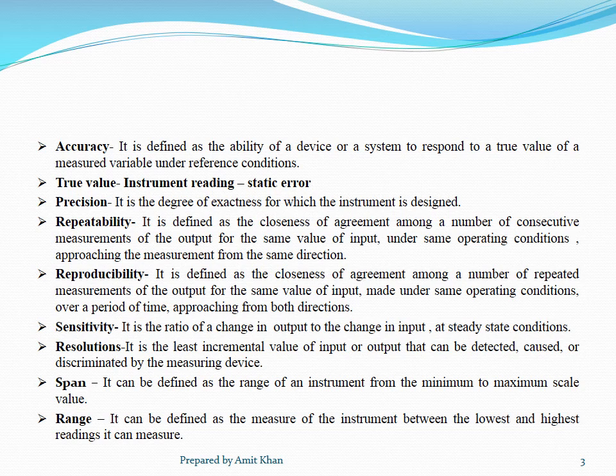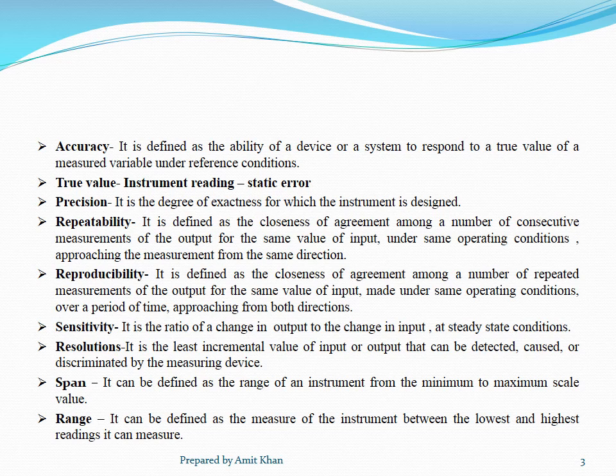Then comes repeatability and reproducibility. Repeatability is defined as the closeness of agreement among a number of consecutive measurements of the output for the same value of input under the same operating conditions, approaching the measurement from the same direction. And reproducibility is defined as the degree of closeness of agreement among a number of repeated measurements of the output for the same value of input made under the same operating conditions over a period of time, approaching from both directions. So basically repeatability and reproducibility are also types of precision. The difference is that in repeatability the measurement is from the same direction, and in reproducibility we can approach from both directions.